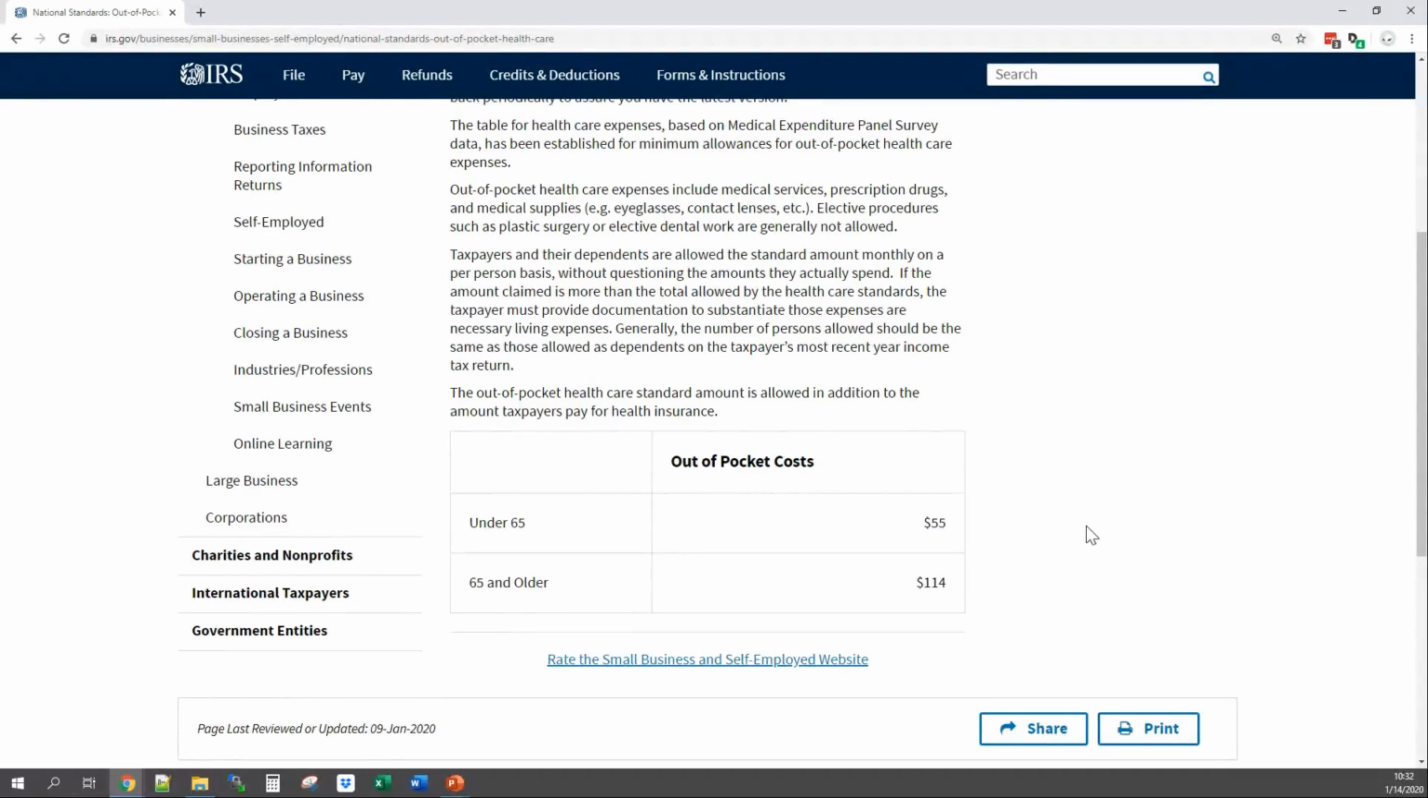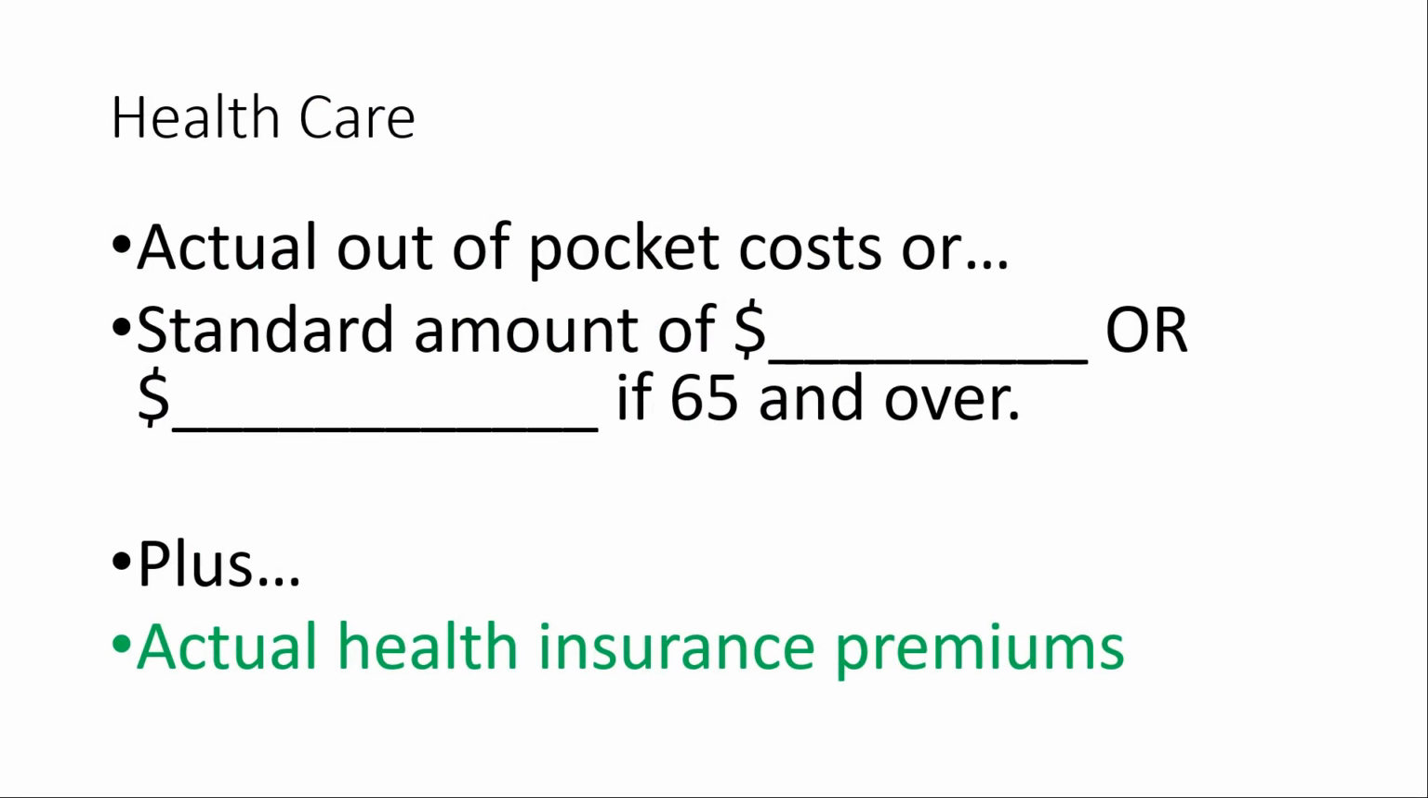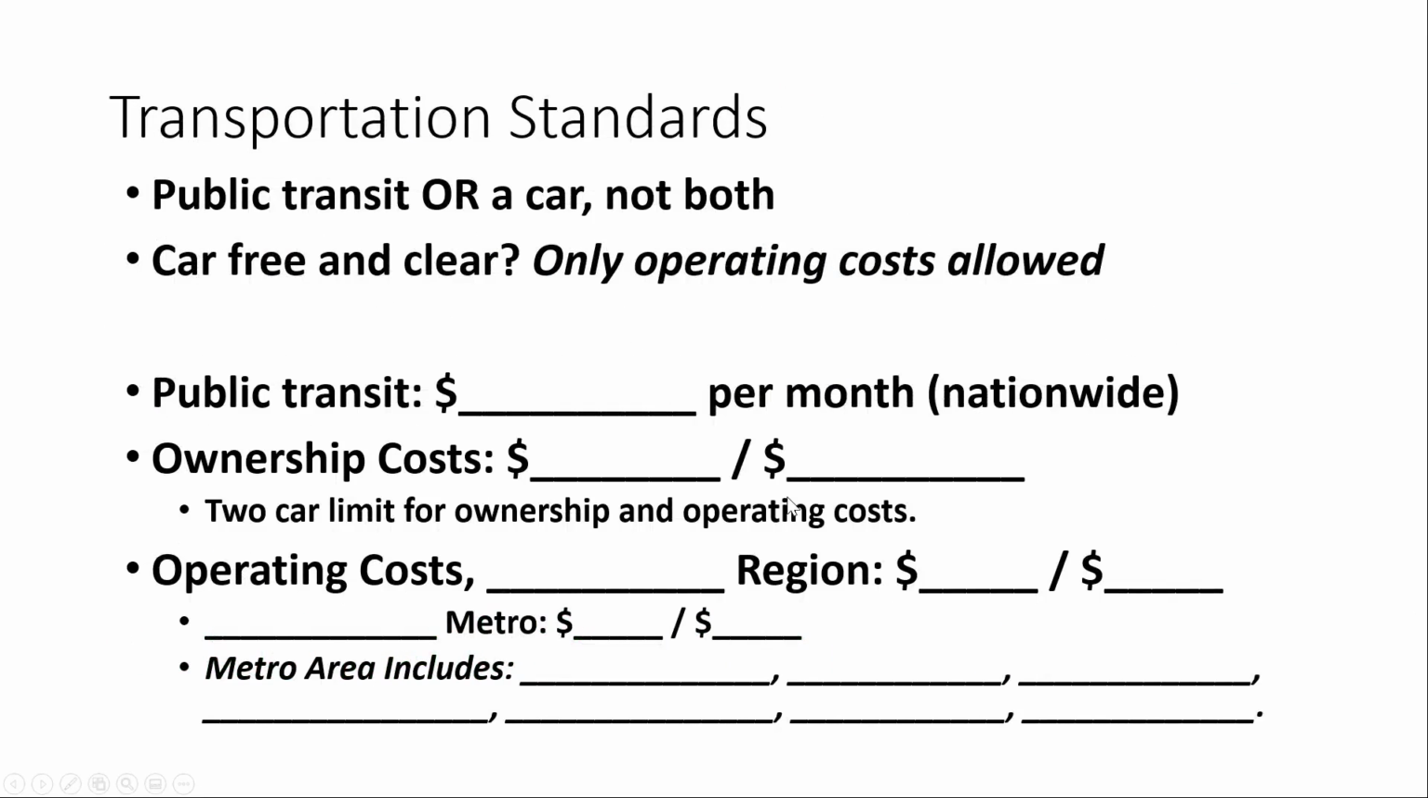So for a taxpayer that is under the age of 65, it is $55 a month. And this is an allowable expense regardless of what the person actually spends, even if they spend zero. Okay. For a taxpayer that is 65 and older, then the allowable amount is $114 per month. So $114 a month. And again, these numbers will change here in 3 months. Those are the current amounts.